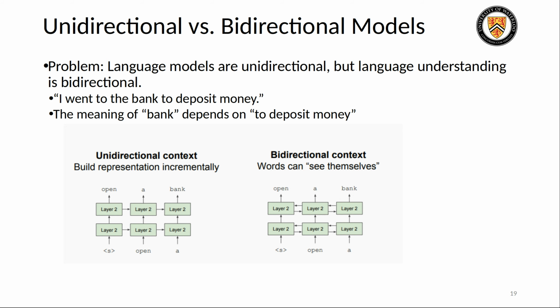So this is where bidirectional models like BERT come in. So for such models, the representations of each word are built by considering the entire input sequence, both the words that precede and follow the target word. So this allows the model to capture a richer context for each word, which can be beneficial for a wide range of NLP tasks. However, building a bidirectional language model comes with its own set of challenges, which we'll discuss in the next slides.